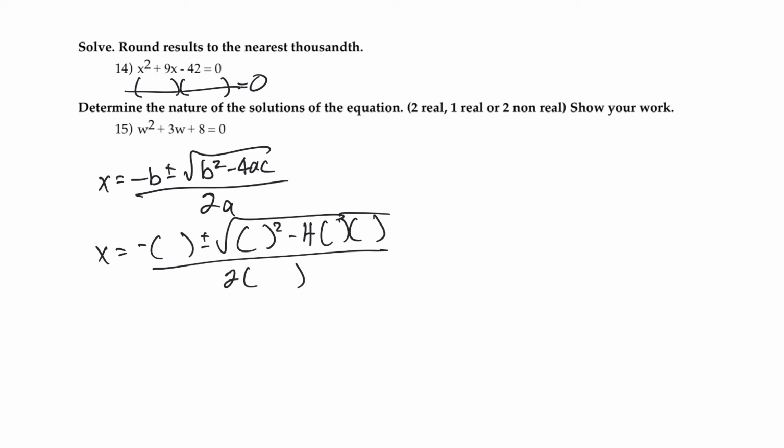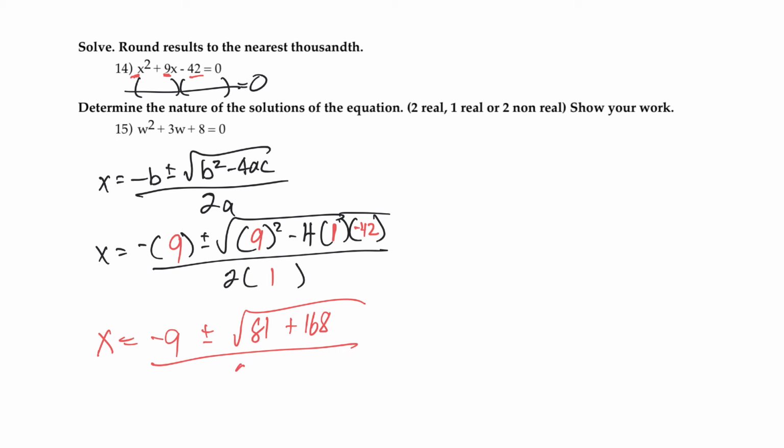So b is this number, 9. Another b. Okay, a is the number in front of the x squared, so that's just a 1. And c is the last number, so negative 42. And a is 1 again. So if I simplify that, I get negative 9 plus or minus the square root of 81 plus 168, I think that is, all over 2. So it's minus 9 plus or minus, if I add that, I think it's the square root of 249, all over 2. And then what you do is you plug that in your calculator.